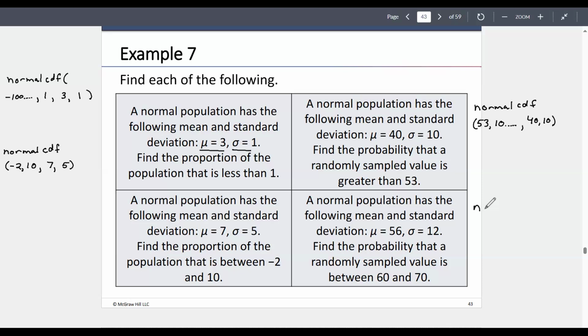And my last one here, the bottom on the right. So we got another normal population with a mean of 56 and standard deviation of 12. We want to find the probability that a randomly sampled value is between 60 and 70. So we put in 60 and 70, because those are the bounds on the area. The mean is 56 and the standard deviation is 12.